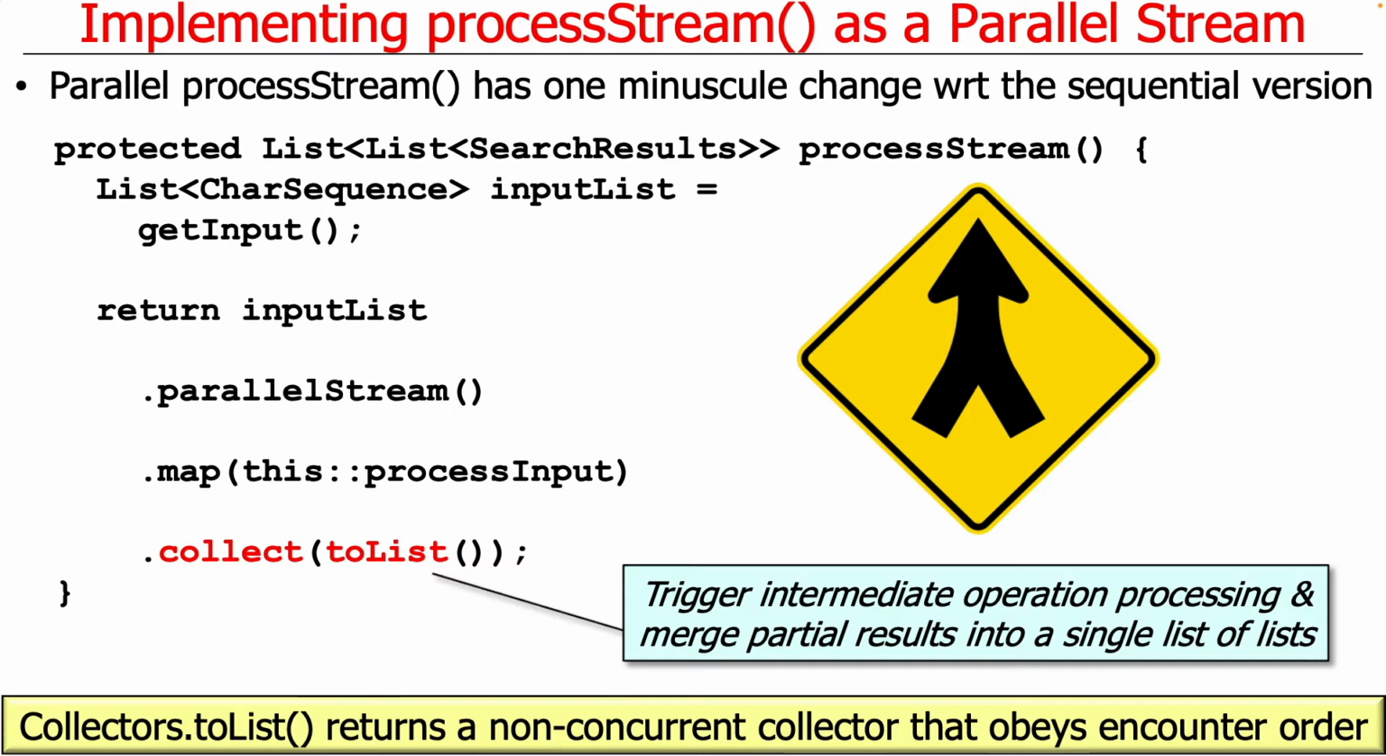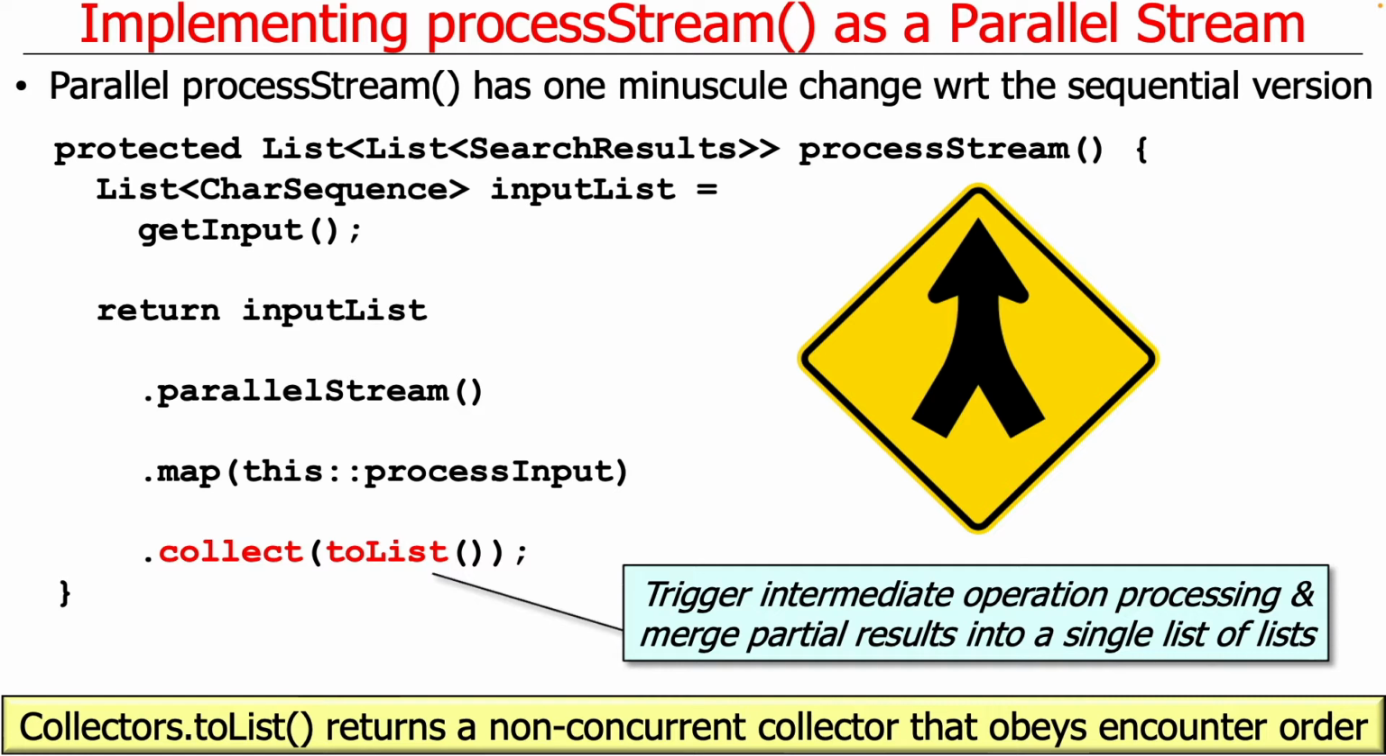And there's a couple of things to note here, which I didn't really talk about in the visualization slide, but now we're in the implementation slide. We can go into more detail. The toList factory method is part of the Collectors utility class, and it returns a so-called non-concurrent collector that obeys encounter order. What's a non-concurrent collector?